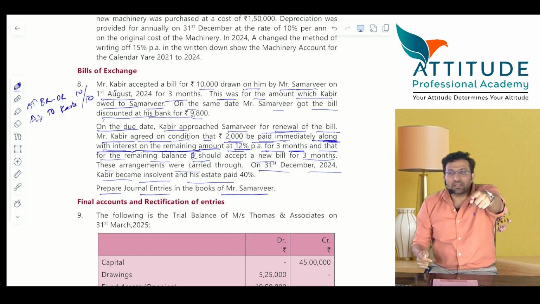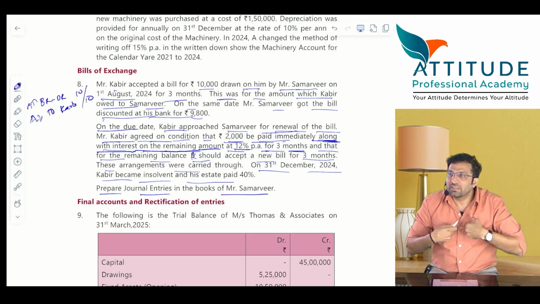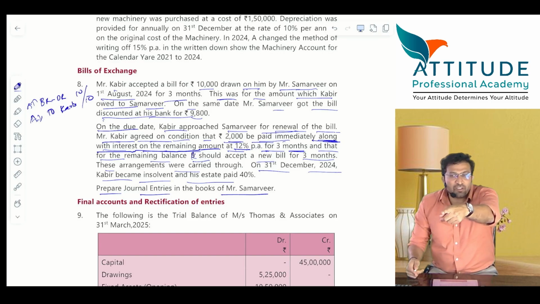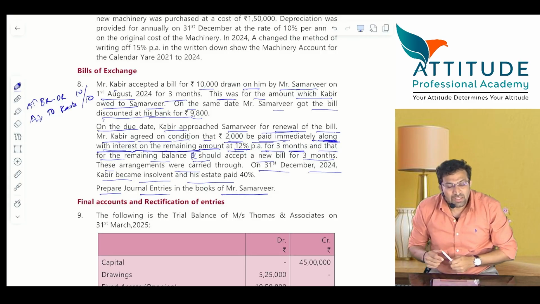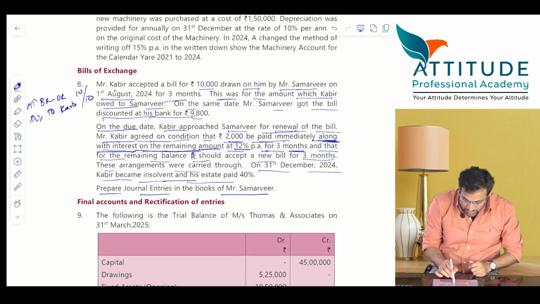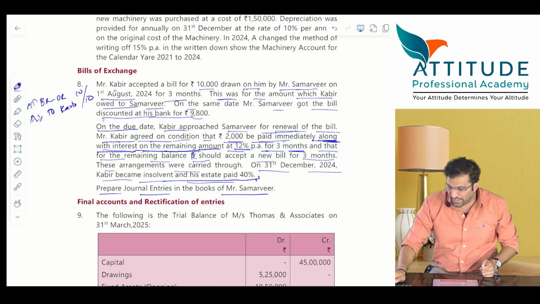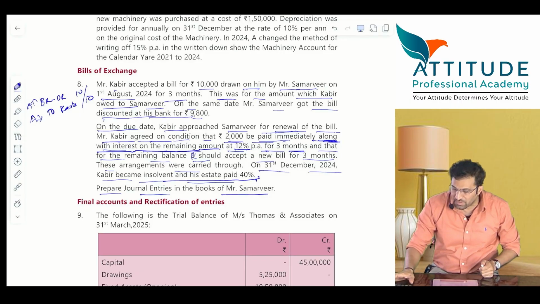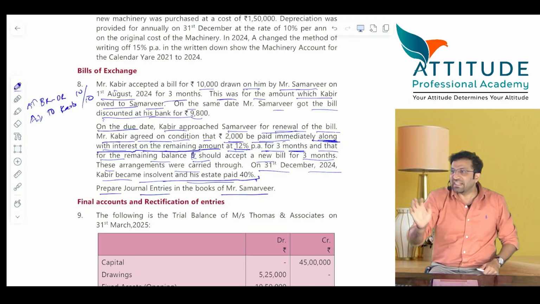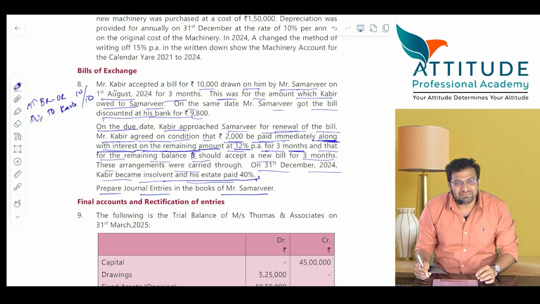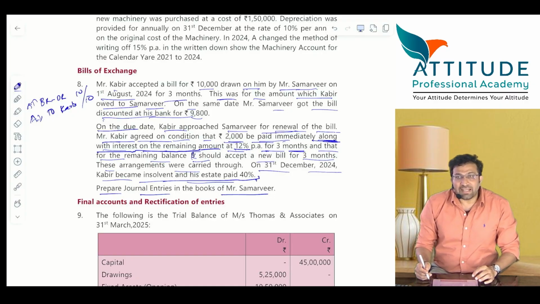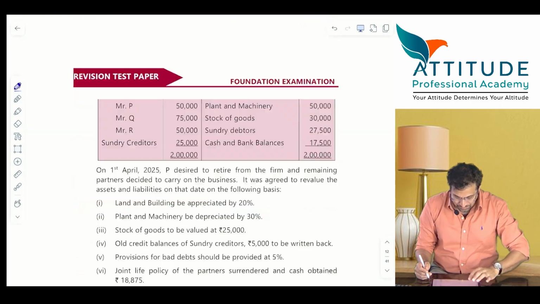And on the due date, I become insolvent. So you have to recover from me 8,000, or not? Out of 8,000 you will be able to recover only how much? 40%. So 8,000 into 40% will be 3,200. Remaining is bad debts. Did you understand? So that is why, look at the entries.